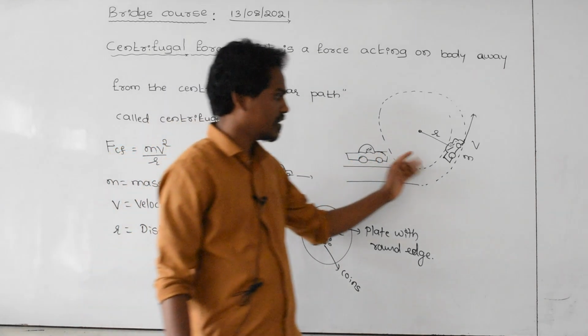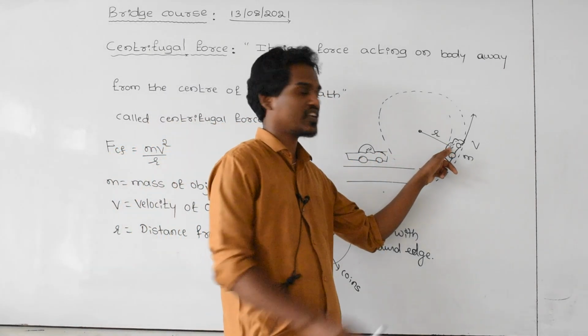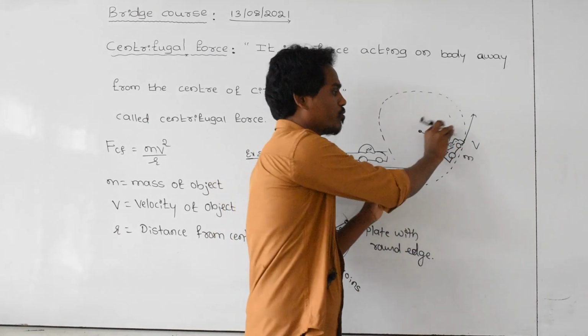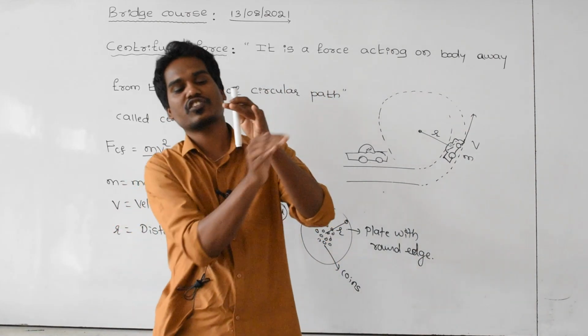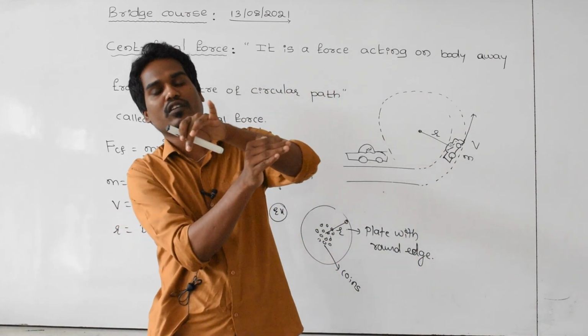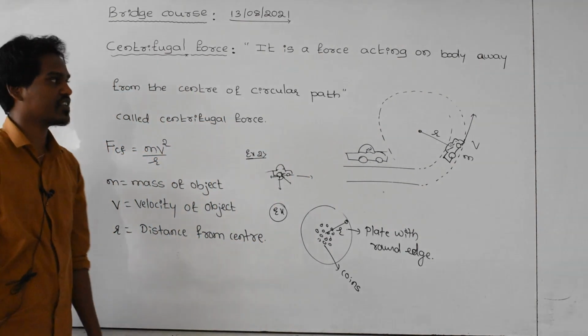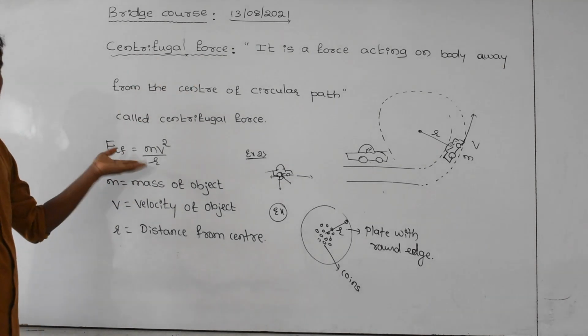Once again, if the person takes a sudden turn, the passenger sitting at the back, his balance goes away from the center, not towards the center, away from the center. Because an imaginary force is acting, which is not real but imaginary, that force is called centrifugal force, and by using this formula we can calculate it.